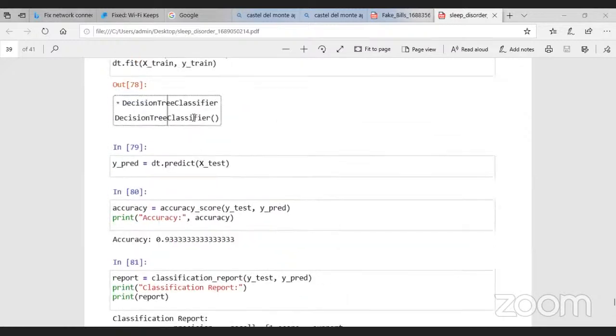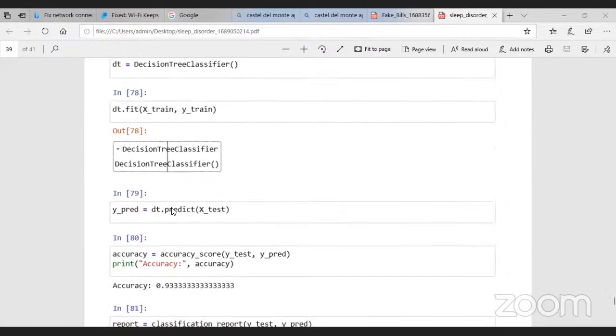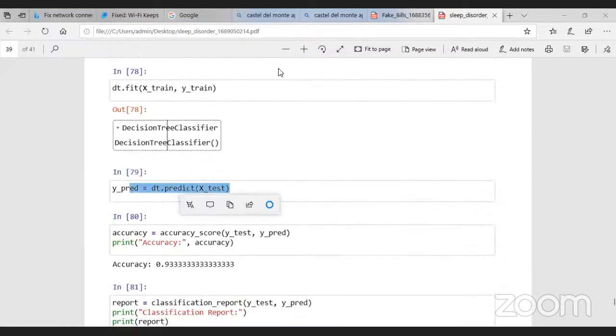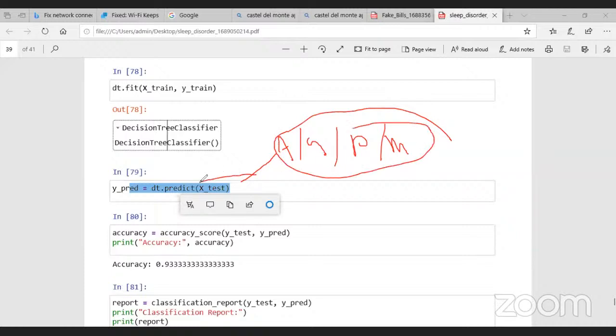Whenever I build this model, fit it, and then try to predict here, whenever you pass the data, X test, what is X test? I am passing all the columns. What is the age? What is the gender? What is the blood pressure? What is the BMI category? All these values will be passed individually to this model.